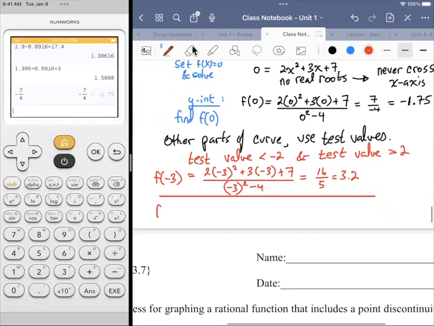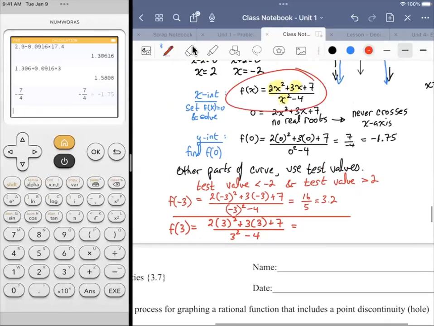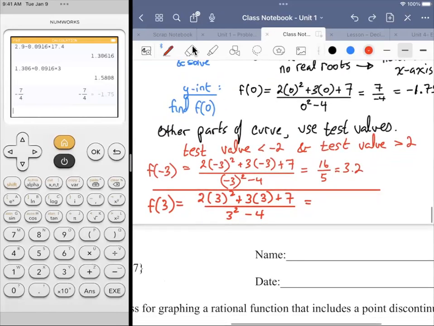So f of 3 is equal to 2 times 3 squared plus 3 times 3 plus 7 over 3 squared minus 4. All right, so same procedure, plugging into the original function, but this time with a positive 3. And you don't have to go, like we tested for symmetry before with polynomials. You don't have to use opposite numbers. I could have used -3 on the low side and a 5 on the high side if I wanted to.